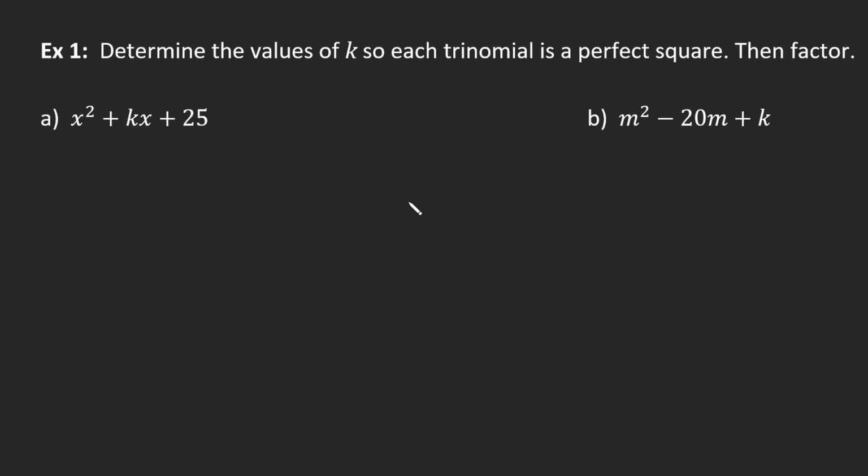That may have gone over your head, so let's put it into practice. We need to determine the values of k so that this trinomial is going to be a perfect square trinomial. So let's follow that pattern. I can take the square root of the first term, that's x. I can take the square root of the last term, that's 5. If I multiply these, I get 5x. If I double my 5x, I get 10x, and that means that in this case, my k would have been 10.